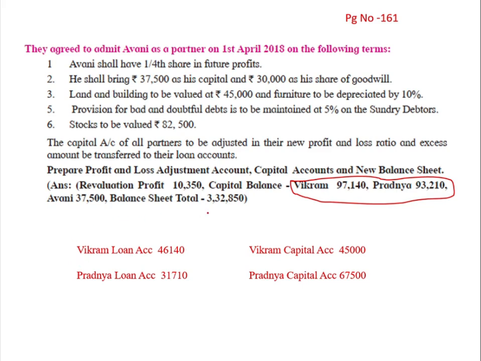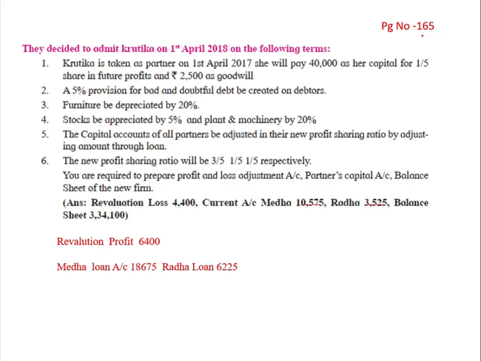Now we'll move to the next. Page number 165. Again the same, revaluation profit 6,400, Medha's and Radha's loan. So make a correction here. Totally a printing mistake is there. So instead of loss, we'll get here profit 6,400.